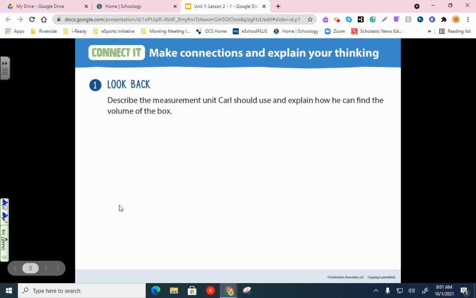Let's go ahead and turn the page. We'll look at number 1. Describe the measurement unit Carl should use and explain how he can find the volume of the box. The measurement unit he's using are feet, specifically square feet. Oops, sorry, cubic feet. I'm thinking back to our original warm-up. All right, cubic feet.